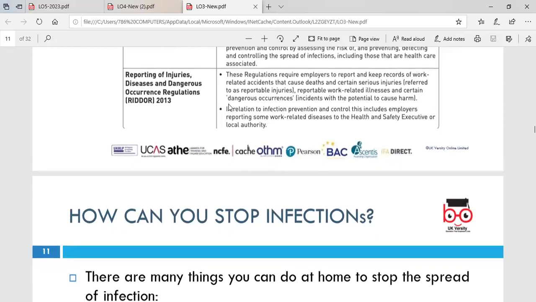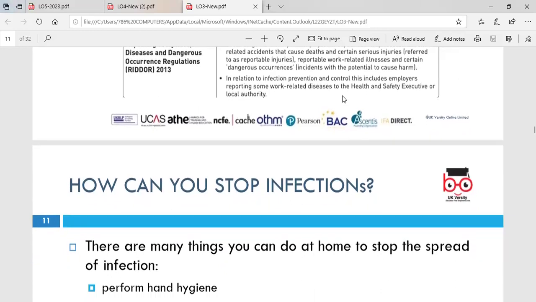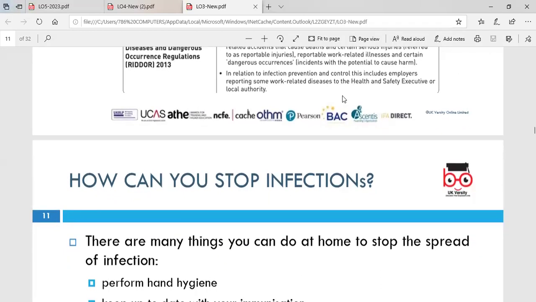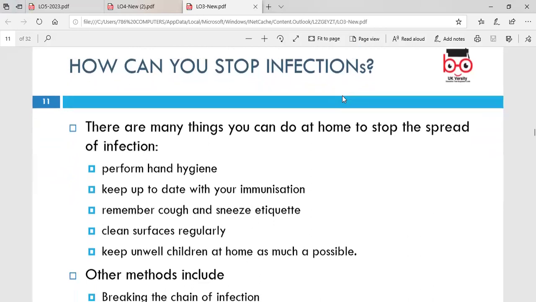Reporting of Injuries, Diseases, and Dangerous Occurrences Regulations. This is again apart from infections. These are injuries that can cause death, certain serious injuries, reportable work-related illnesses, and certain dangerous occurrences, for instance self-harm, which should be reported. Infection prevention and control includes employers reporting some work-related diseases to the Health and Safety Executive or local authorities. Can you stop infections?